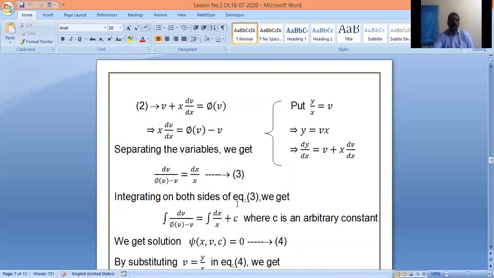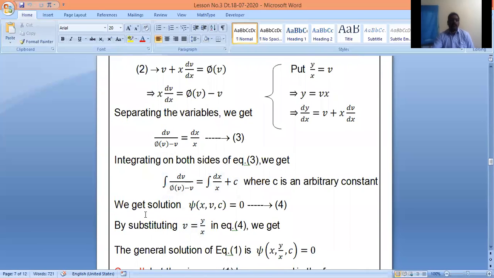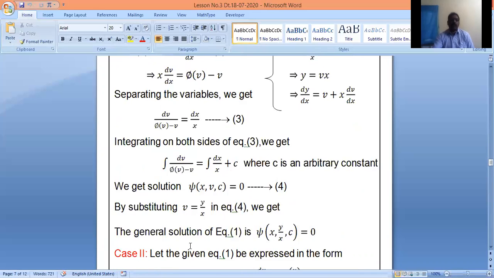Integrating on both sides of equation 3, we get integration of dv by phi of v minus v is equal to integration of dx by x plus c, where c is an arbitrary constant. We get the solution psi of x comma v comma c is equal to 0. Let this equation be 4. By substituting v is equal to y by x in equation 4, we get the general solution of equation 1 as psi of x comma y by x comma c is equal to 0.